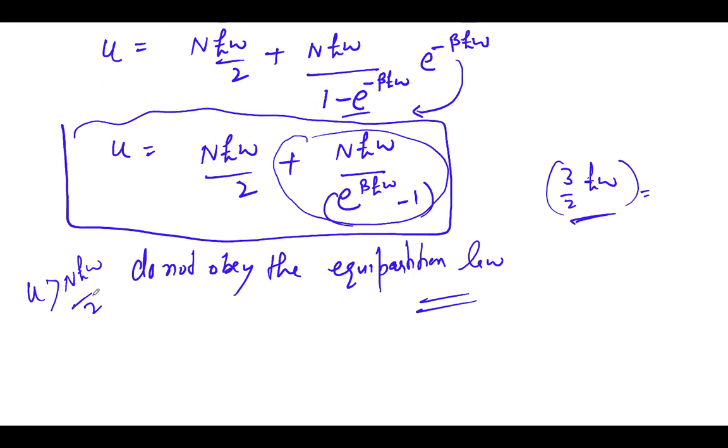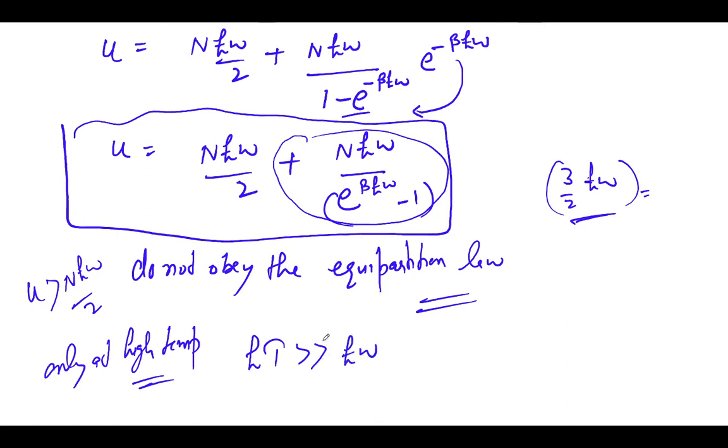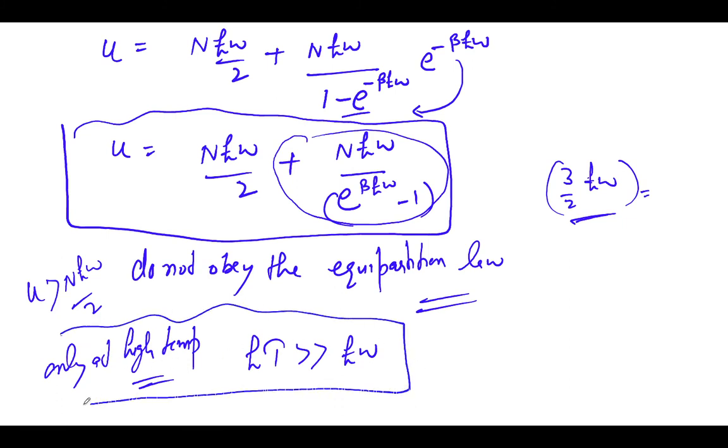Now only in the limit of high temperature, where the thermal energy, which is kT, is very high as compared to h bar omega, the mean energy per oscillator tends to follow this equipartition law. So the quantum mechanical treatment follows the classical treatment only in the limit of high temperature.